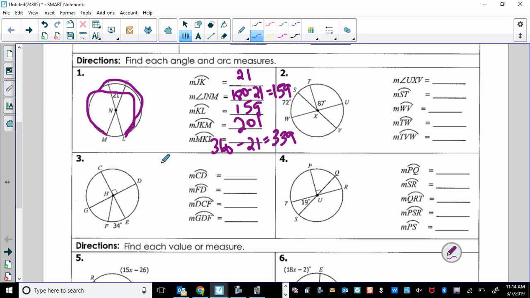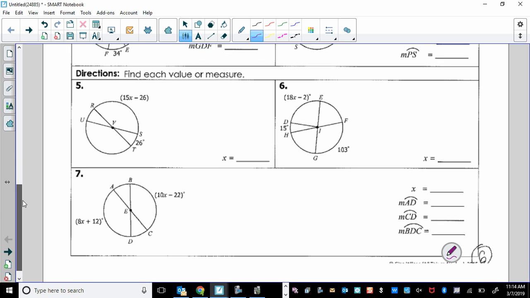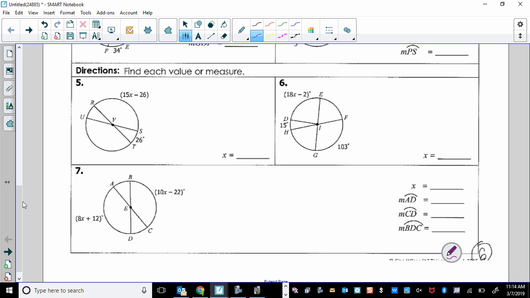So this is what you have to do for the rest of the problems, and we'll do it more in class. Questions with variables are kind of the same. They ask you to solve for x. One thing you always need to rely on is that if this is the diameter, the whole upper part is going to be 180. So you have to do 15x minus 26 plus 26 equals 180, and that's what you do to solve it.